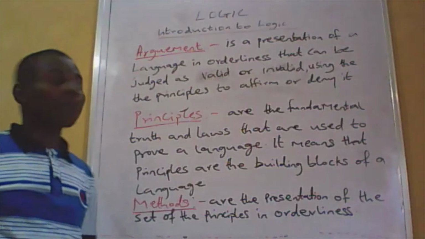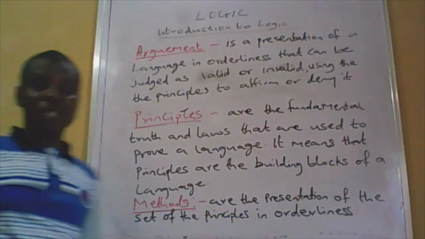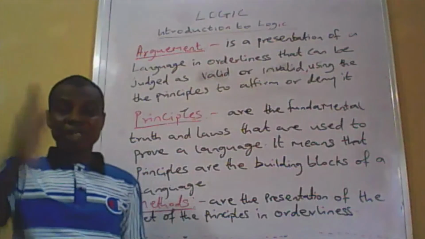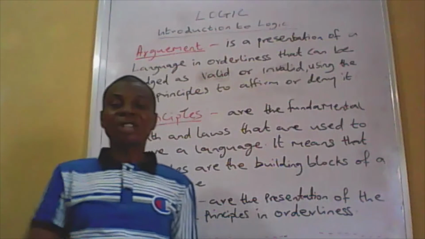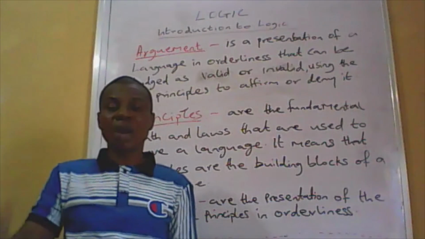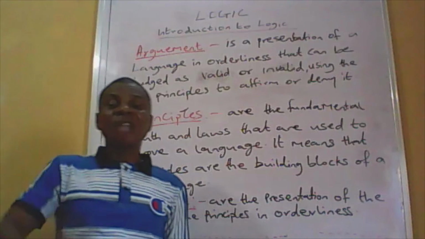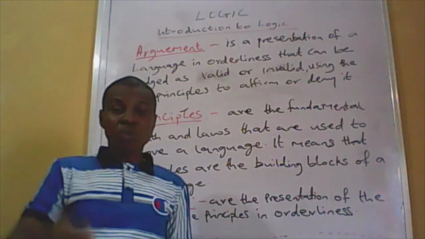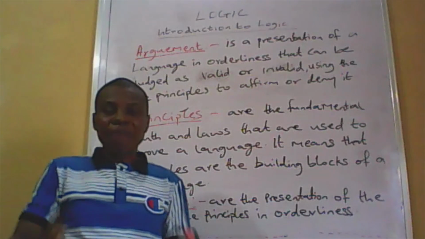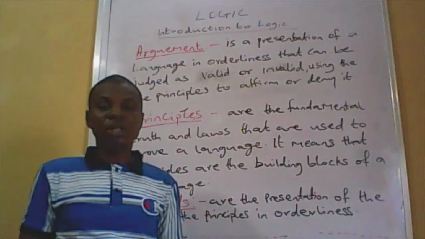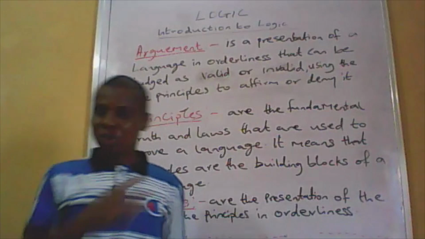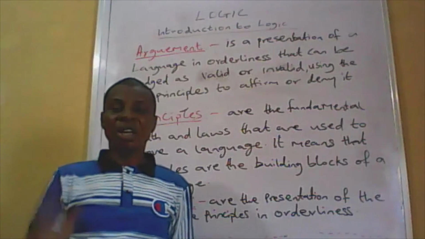Then in summary, when you talk about logic, you are talking about the analysis of language, that when we separate those principles that form a language, analyze them one after the other, and use a method to construct the language, we are able to validate or invalidate the language. That means it can be judged to be valid or invalid.